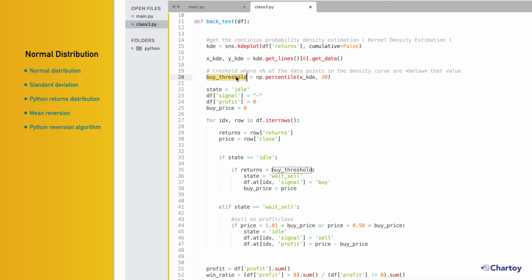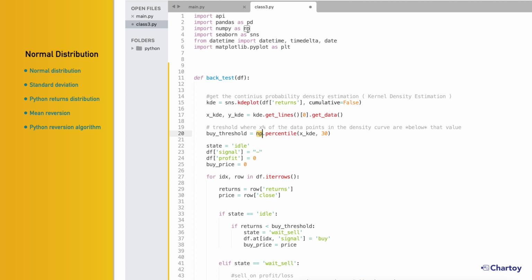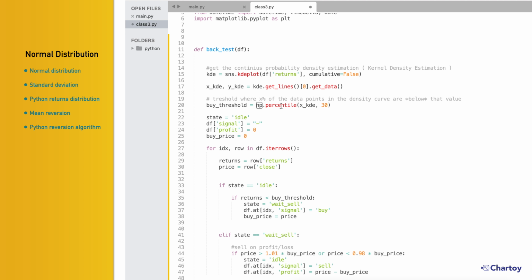Once we have the KDE x and y, which are just lists of data, we're going to find what the threshold to buy is. As we said, we're looking on the x-axis of our distribution of the returns, at a point where we're not in the norm anymore. In this case, we're going to use NumPy. NP is the NumPy library, remember, and we're going to use a function called percentile. Percentile is a function that can find, given this list of data, the value where X% of the data points in this density curve are below that value.